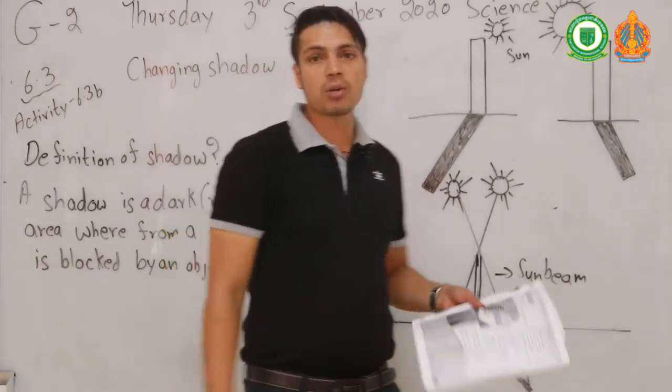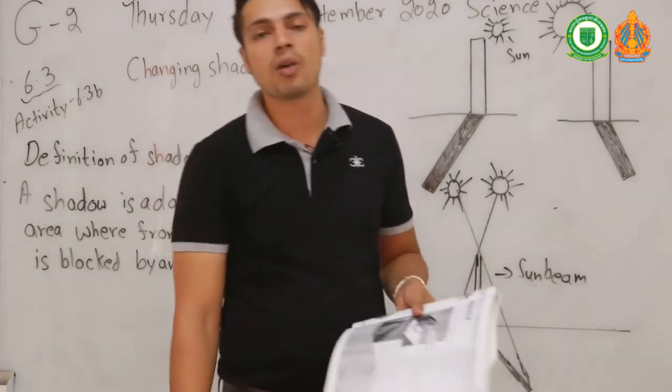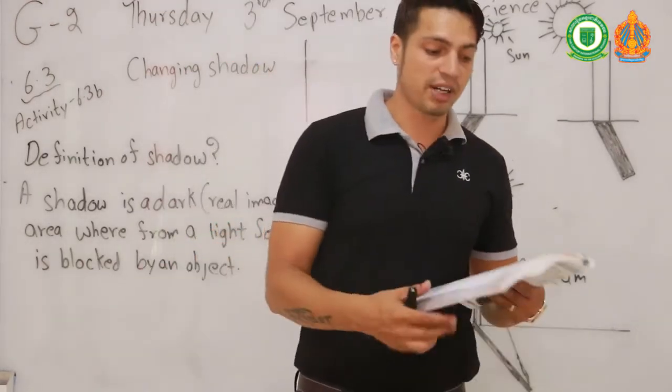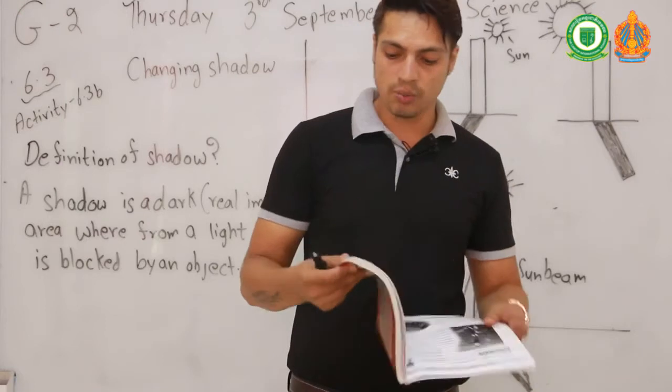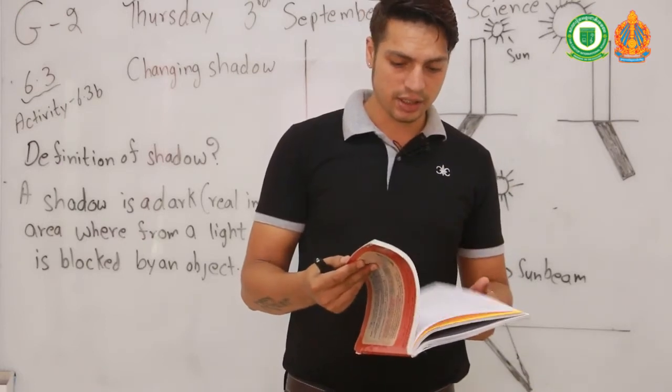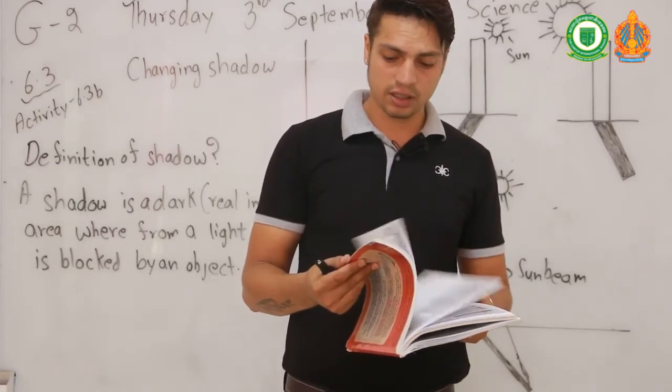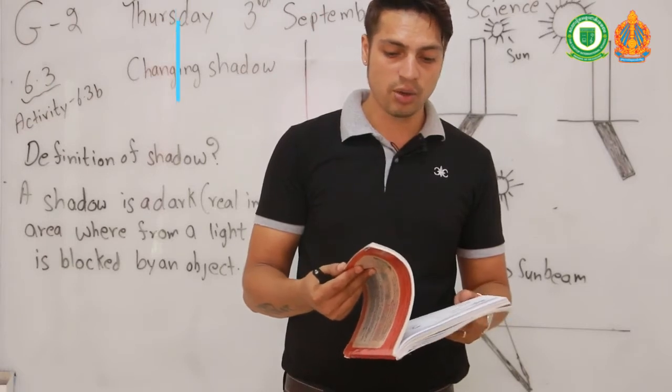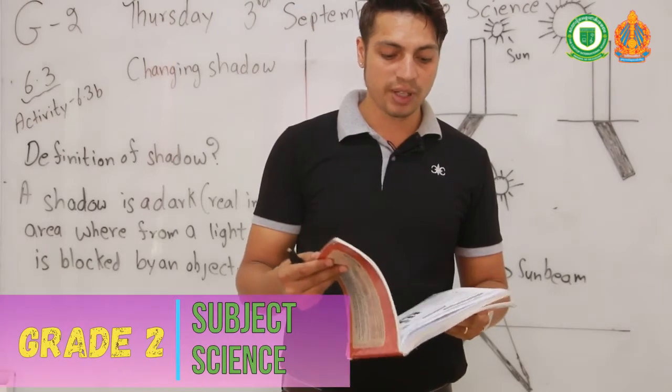So that's all about shadows and how shadows are formed. Shadows have different angles. Maybe in your next class in future you will learn about shadow angles, because a shadow is always formed at an angle.